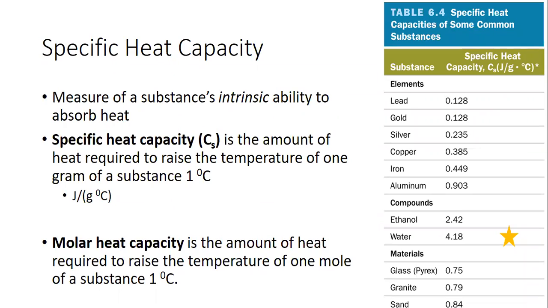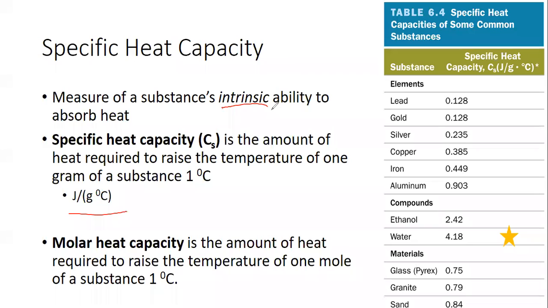There have been calculations done that measured what's called the specific heat capacity. This was the unit I was talking about, joules divided by gram Celsius. The amount of heat to raise the temperature of 1 gram of substance by 1 degree centigrade is called specific heat capacity. And we also have molar heat capacity, the amount of heat required to raise the temperature of 1 mole of substance by 1 degree centigrade.